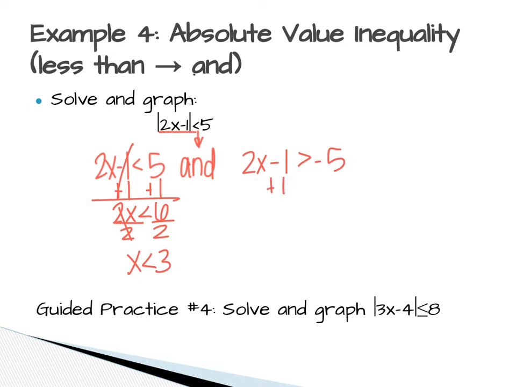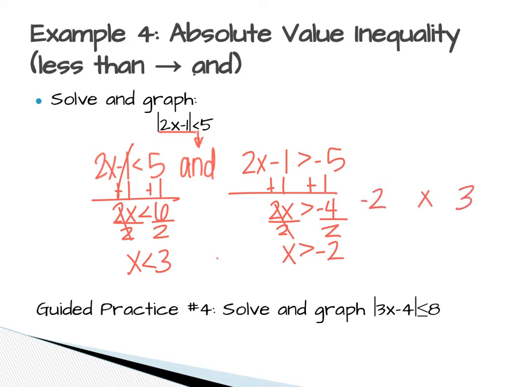On the right hand side, add 1, so we get 2x greater than negative 4. Divide both sides by positive 2, so I leave my inequality alone, and I get greater than negative 2. Since it's an and, you put your variable in the middle, the smaller number on the left, the bigger number on the right, and you put your inequality symbols in there as they go. So the x is greater than negative 2, so I'm going to put my inequality in that way. And then the x is less than 3, so I'm going to put my inequality in that way.